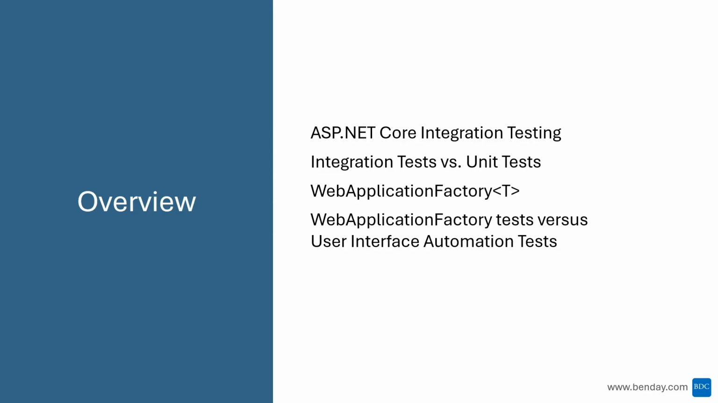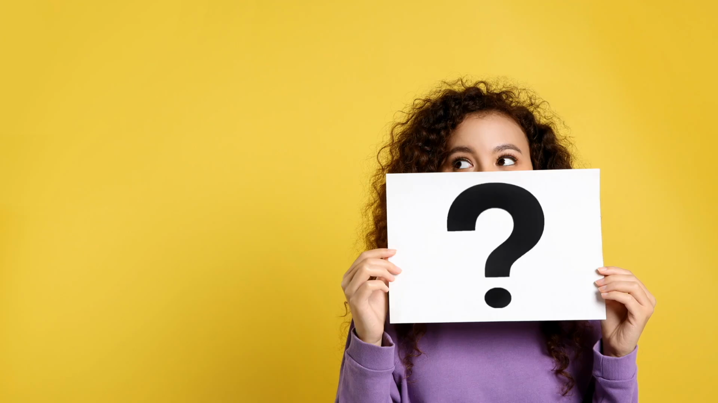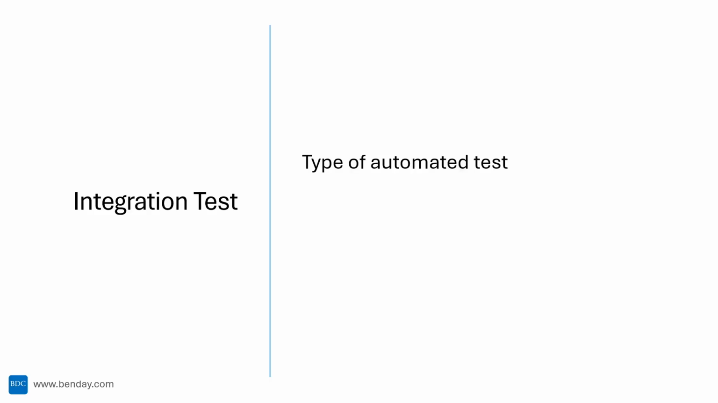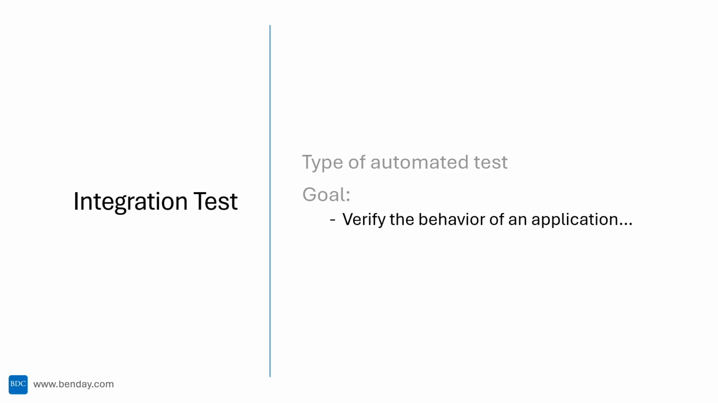Along the way, I'll talk about how our WAF tests are different than another type of integration test, UI automation tests. And then, of course, since this is a coding and software development topic, I'll do a whole bunch of demos. The giant first question is, well, what the heck is an integration test? An integration test is one of a half-zillion types of automated test. And the goal of this kind of test, just like all the other types of test, is to verify the behavior of an application, and do it ideally without human involvement.